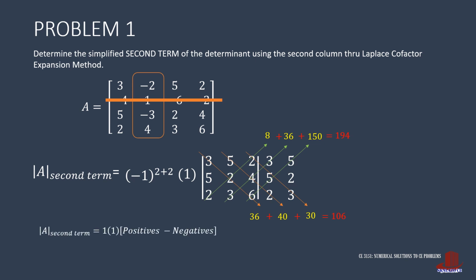The second partial determinant is then taken as 1 times 1 with the positives minus negatives, or 1 times 1 times 106 minus 194, simplified as 88.